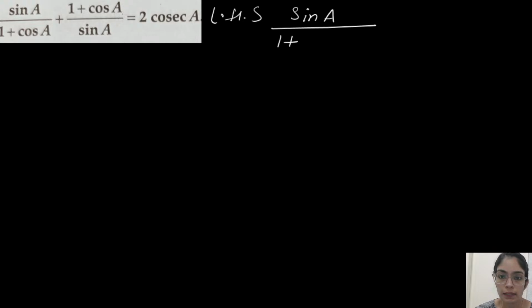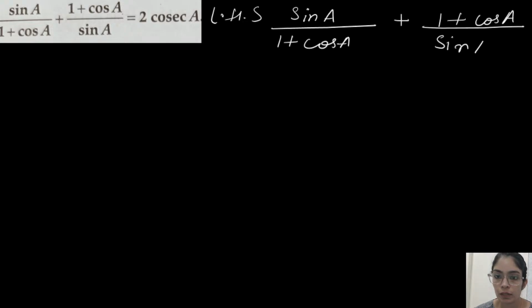So the next question you can see on my screen. I am going to work on the left hand side, because the right hand side is very small. So the left hand side is sine A by 1 plus cos A plus 1 plus cos A by sine A. So this is the left hand side.